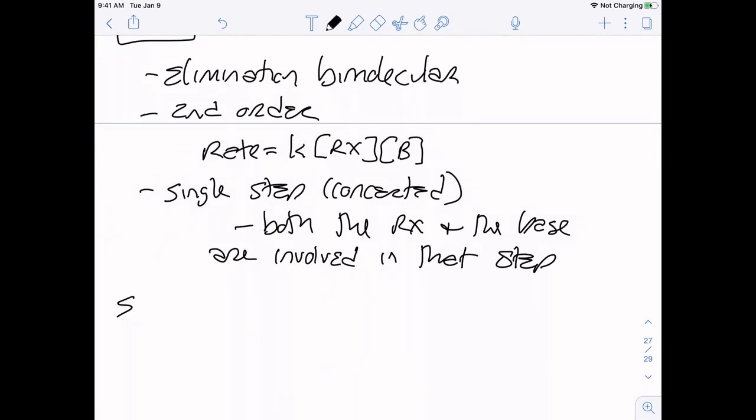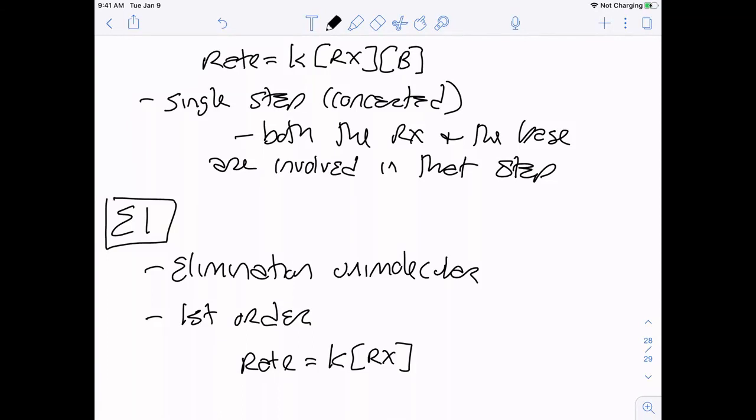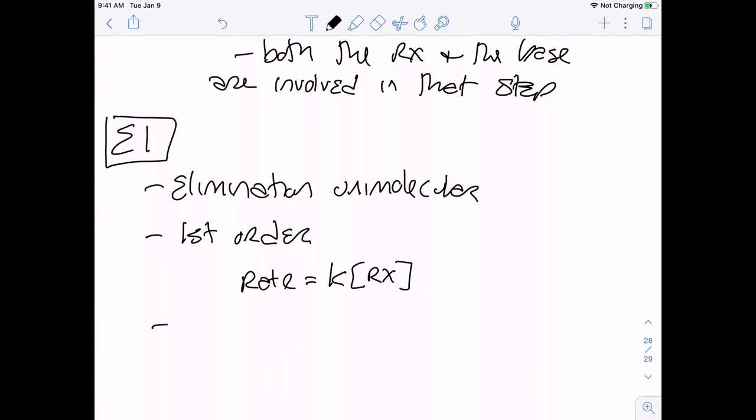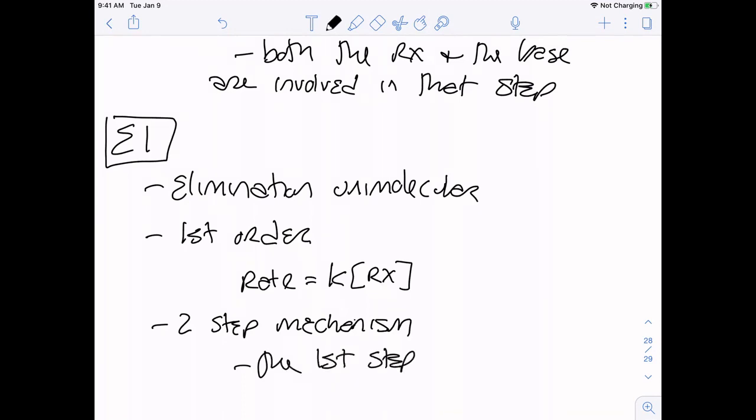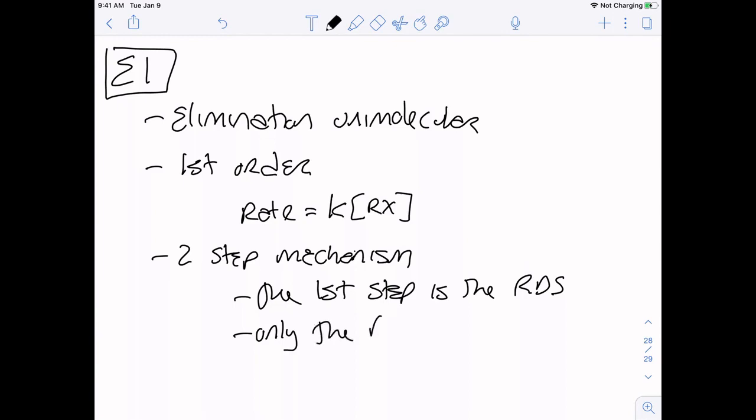If we were to compare that to our E1 mechanism, so elimination unimolecular, this one is going to be first order, right? That's what the 1 in E1 stands for. And the rate law for my E1 reaction is actually the exact same rate law as my SN1 reaction. So only the alkyl halide is involved in that rate determining step. So it's going to be a two-step mechanism. The first step is the rate determining step, RDS. Only the alkyl halide is involved in the rate determining step.